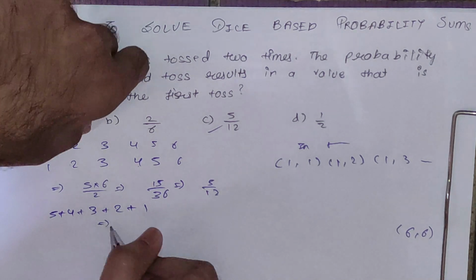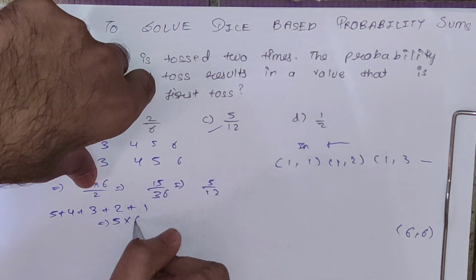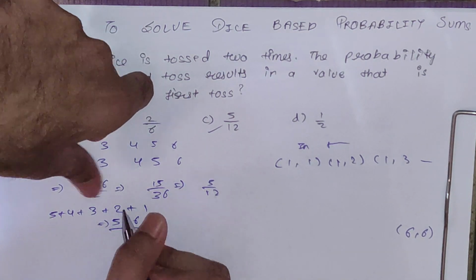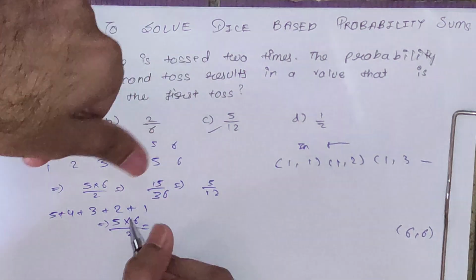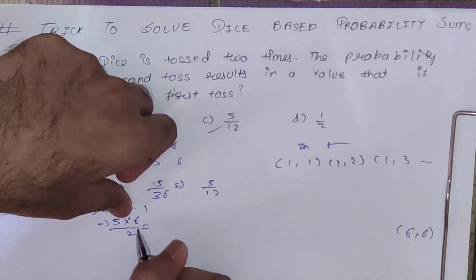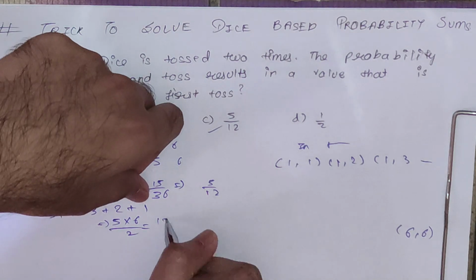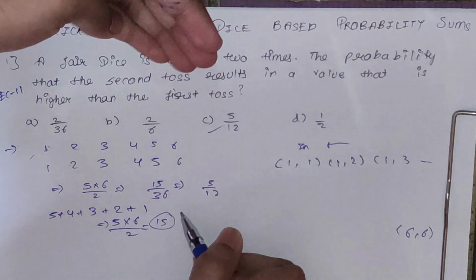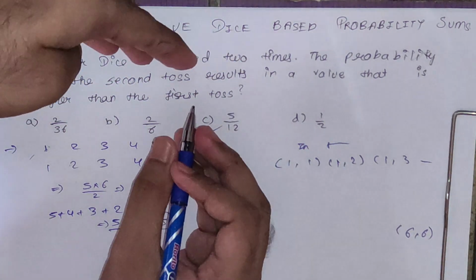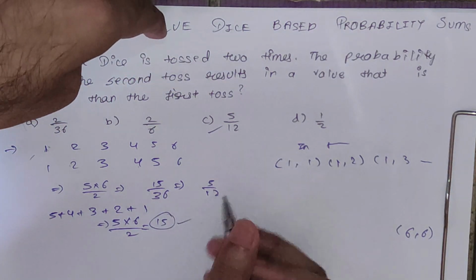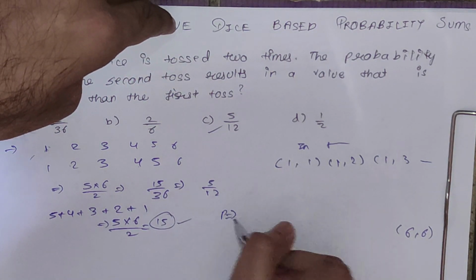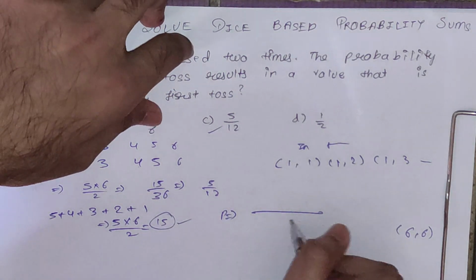So if you sum it you will get 5 into 6 upon 2. Basically it is a sum of natural numbers, the sum of the first 5 numbers, so it will be n into n plus 1 by 2. 5 6s are 30 by 2, it will be 15. So the total number of outcomes in which your second toss results in a value greater than the first toss is 15. And we know the probability is the favorable outcomes upon total outcomes.